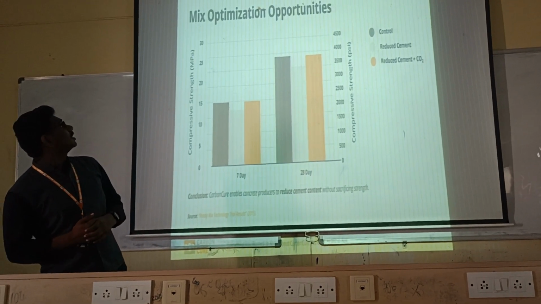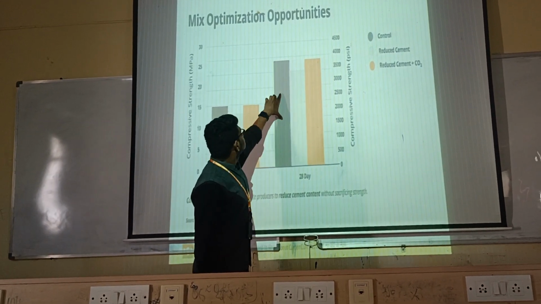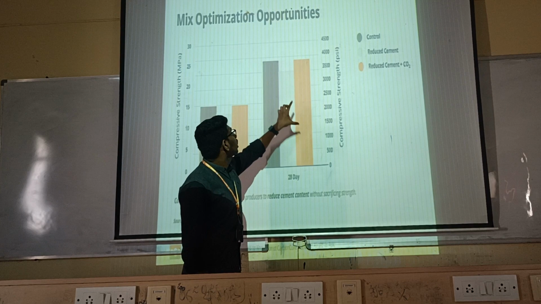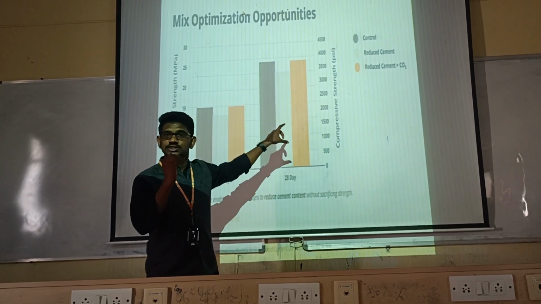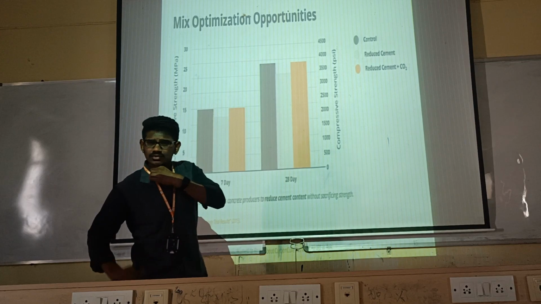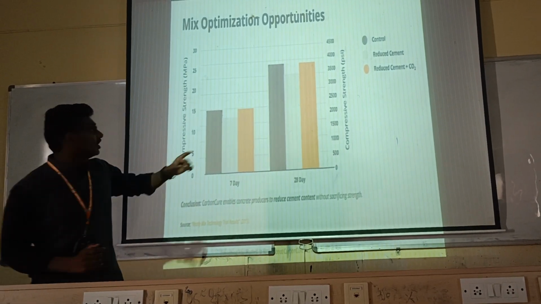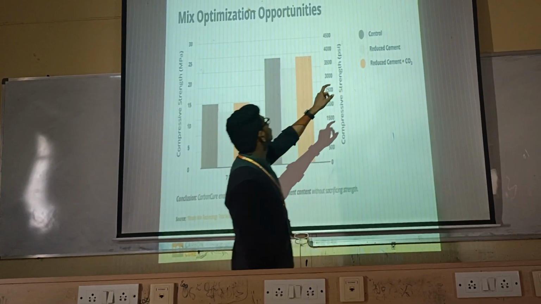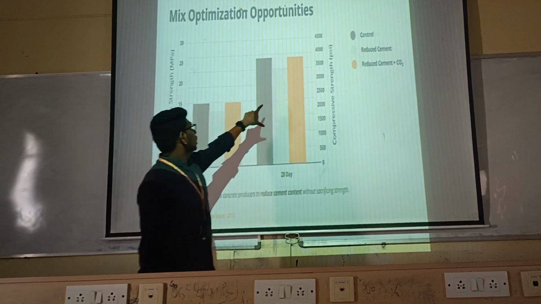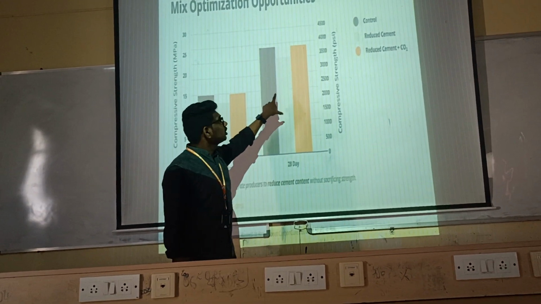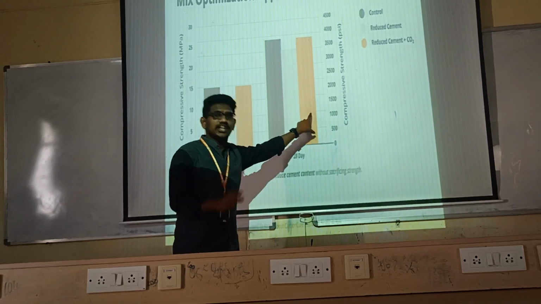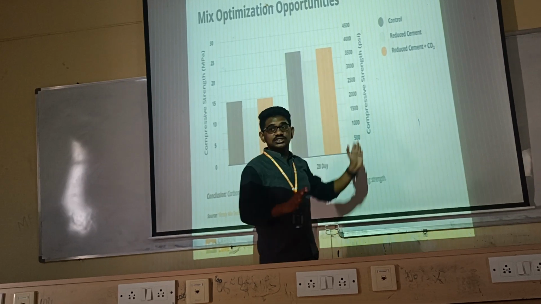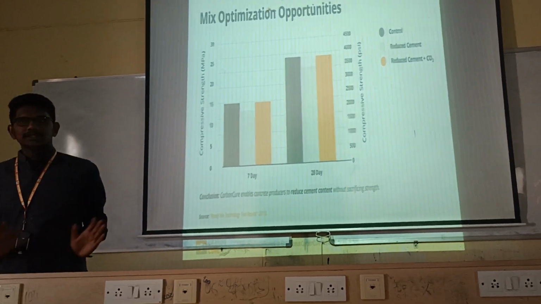Next. Mix optimization opportunities. Now, this is the concrete made under normal conditions, and this is the concrete made with a 5% reduction of cement. When there is a reduction of cement, the compressive strength, in PSI, pounds per square inch, is decreasing. But when we use CCT with the reduced cement, it is again gaining that strength. So that means the amount of cement that is required is reducing.